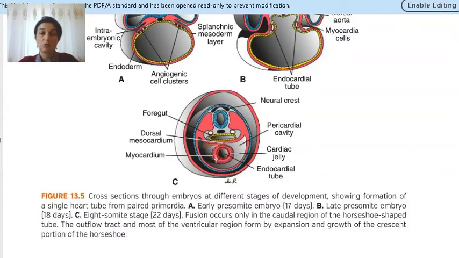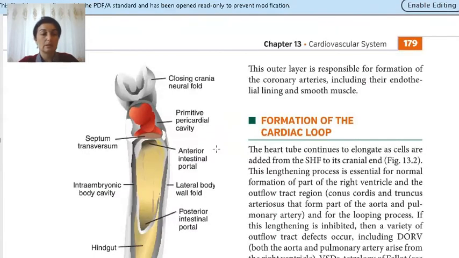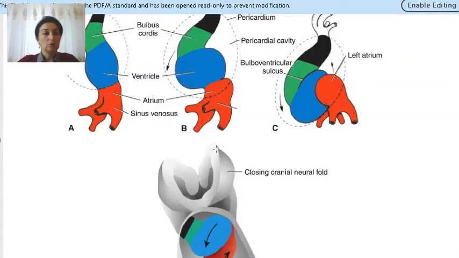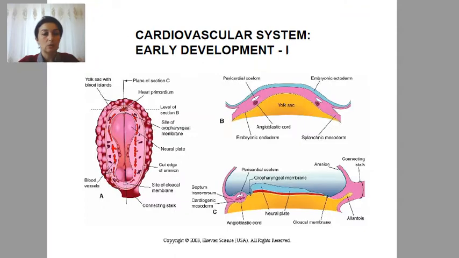Myocardial cells produce extracellular matrix, the cardiac jelly, that is deposited between the myocardium itself and the endocardium. So we will have all three layers in the wall of the heart tube. And before talking about it, I want to show you the same processes through other illustrations to fix your knowledge.